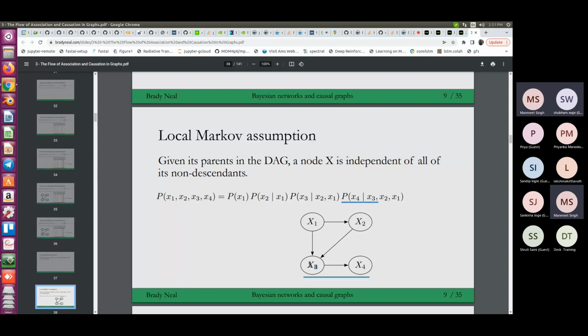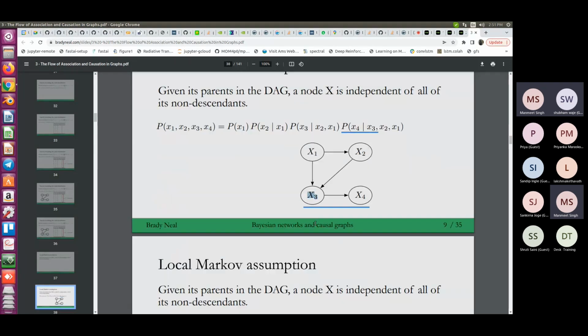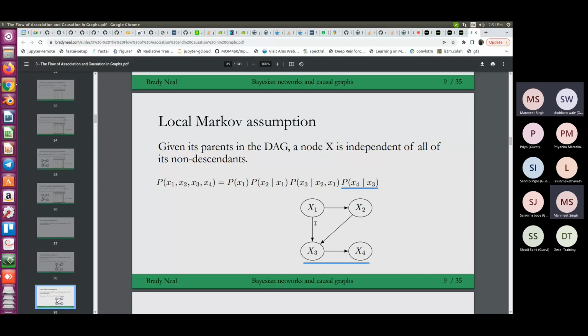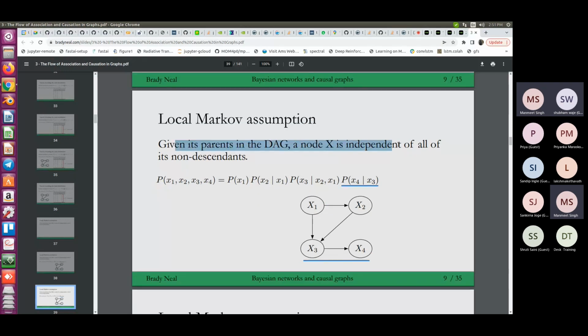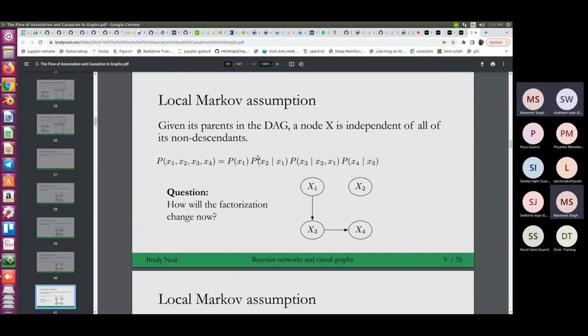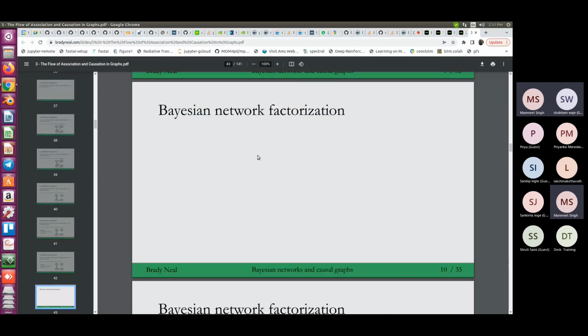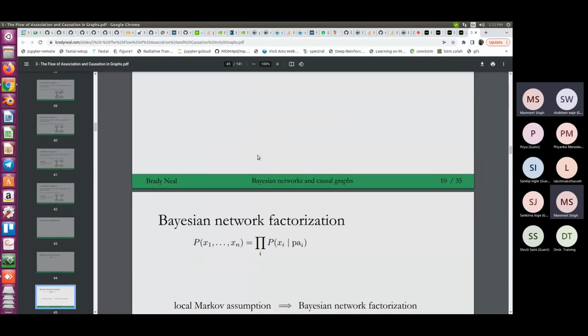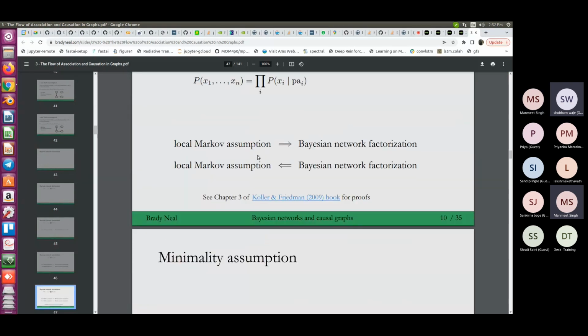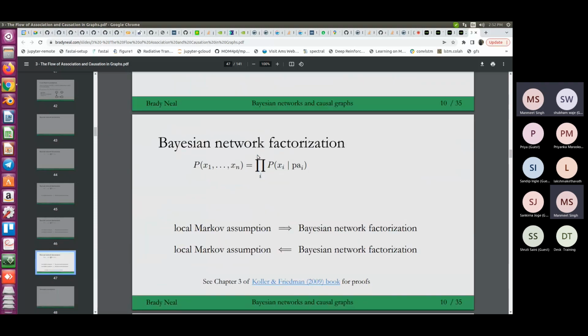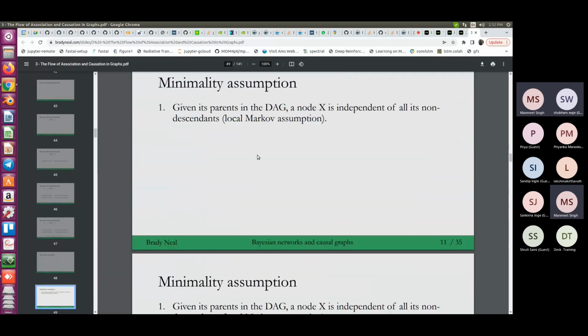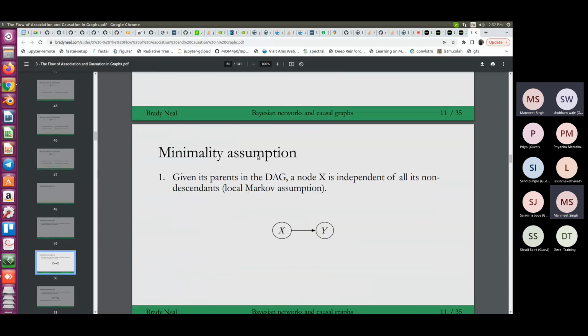If you know x3, then you can directly reach x4. You don't need x1. But if you don't know x3, then x4 actually depends on x1. So given its parents in the DAG, node X is independent of all its non-descendants. Okay, then we have the Bayesian network factorization. You can go back and read what Bayesian networks are and the different types of networks. I'll not go into that detail.